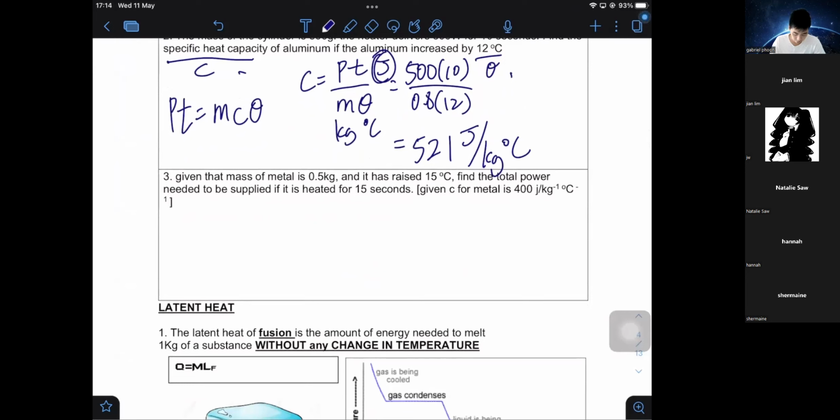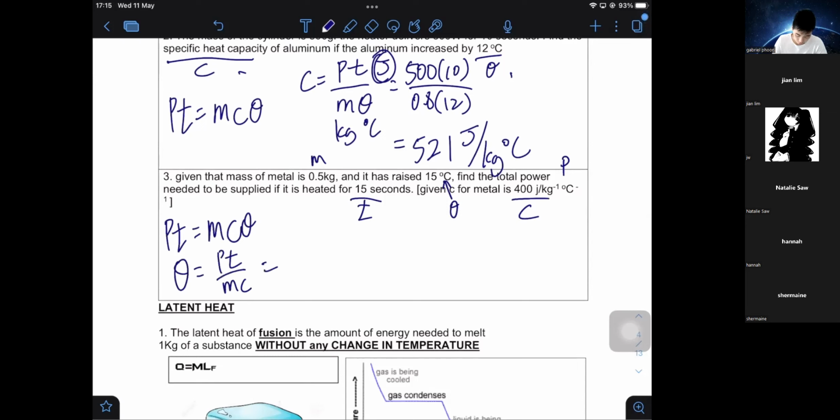Given the mass of the metal is 0.5 kg, obviously this is the mass, and it is raised by 15 degrees Celsius. Obviously, this is going to be the theta. Find the total power needed to be supplied to the heater for 15 seconds, given that the specific heat capacity is this. Looking at all the information I have extracted here, it's going to be M, C, theta, and power times time. So yet again, I'm going to go for the general formula, power times time equals MC theta. And from here, this time, instead of looking for C, it will be theta equals power times time divided by MC.